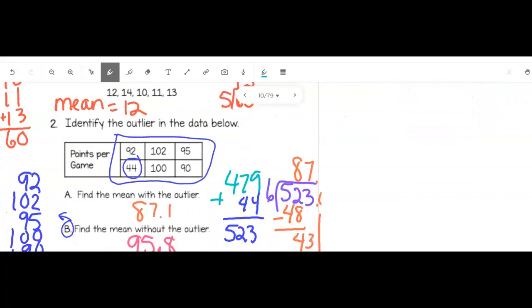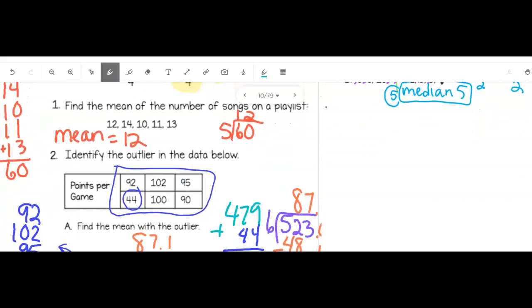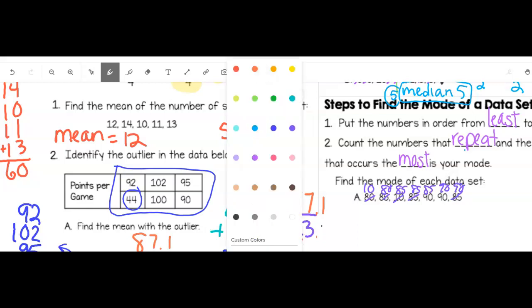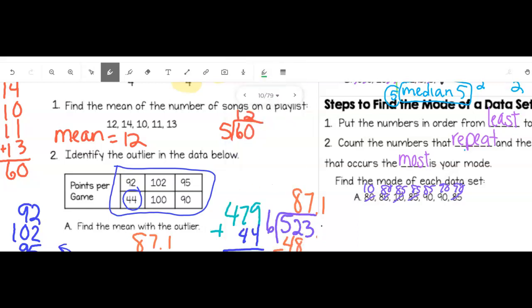Okay, I am running out of time here on my recording, so I'm going to pause this for a minute. All right, so I'm going to put these numbers in order. First I have a 10, and then I have an 80, and then I have 3 85s. I'm going to cross them out as I go, and I have 2 90s. Now I'm going to look at my set of numbers and ask myself which one is repeated the most, and that would be my 85s.